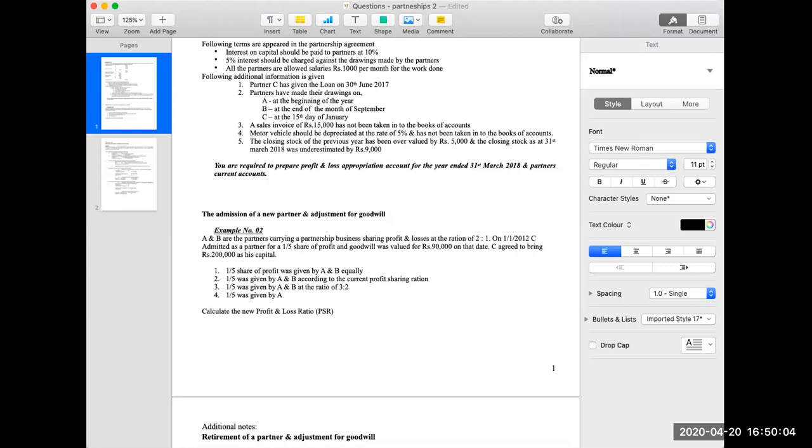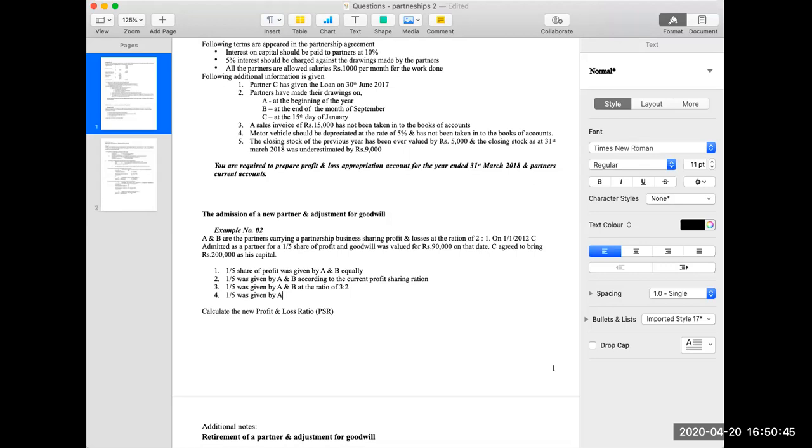Last one, we will move on to scenario 4, that is 1/5 was given by A. That means the total amount is borne by A. So A's existing ratio is 2 out of 3. B is 1 out of 3. So we'll calculate A's ratio by deducting 1/5 from the existing profit ratio of him. So 2/3 minus 1/5. Then you will get 7 out of 15.